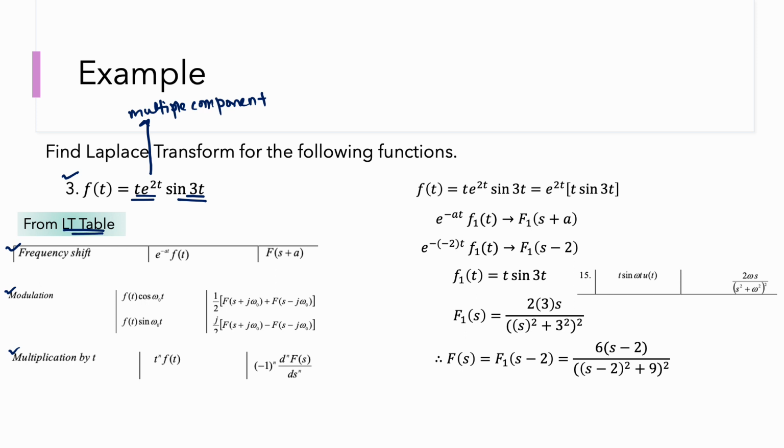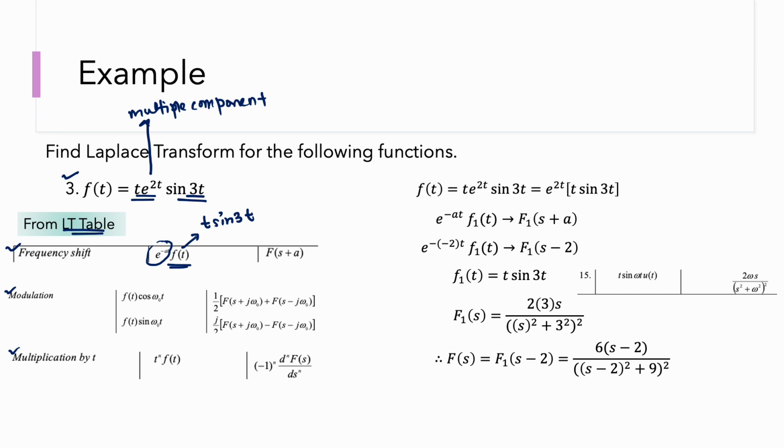The first one is the frequency shift, where we assume that the exponential will be one part, and the other part, our f(t), will be t sin 3t. Our f(t) will be equal to t sin 3t, because the exponential is already in front here. So this is the first possibility.